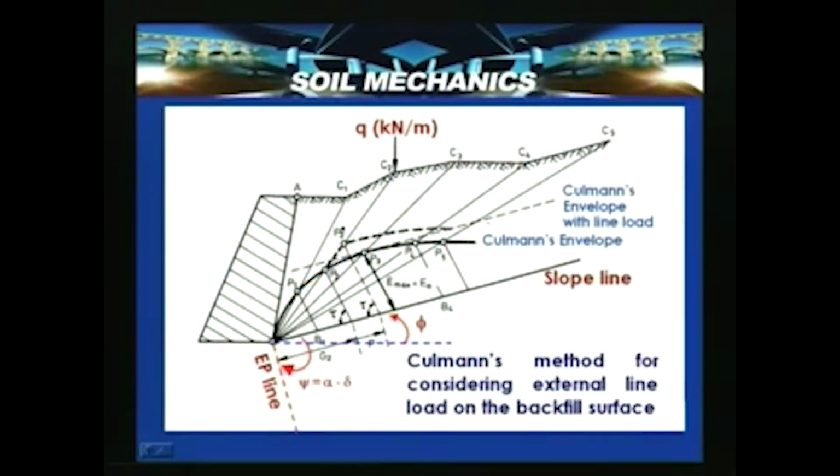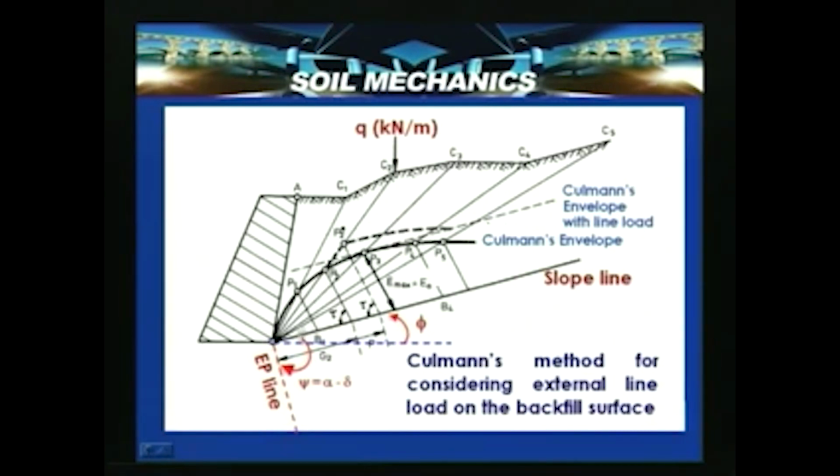We need to represent this particular wall to a scale, and we need to draw a slope line with an angle phi. Then you need to draw the earth pressure line at an angle psi equal to alpha minus delta from the slope line. Once we draw that, then along the ground surface to A, C1, C2, C3, C4 and C5, we need to draw the lines passing from the heel of the wall to the ground surface. These are nothing but wedge lines. Possibly one of these lines can become a potential failure surface.